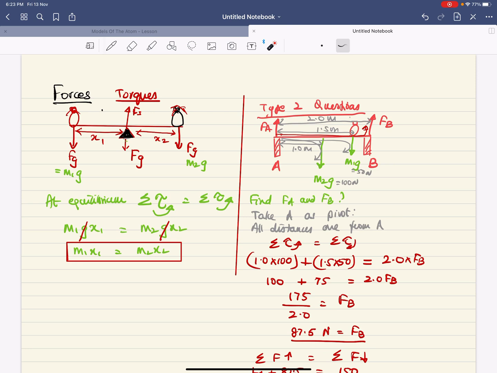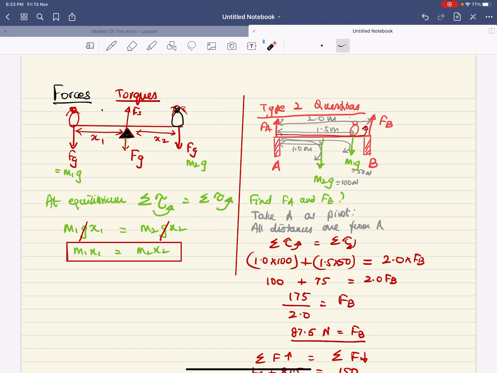Two types of questions on torques. You could have a torque question where there is only one pivot, or you could have one with two support forces. And often the questions are: draw all the forces acting on this thing. Wherever you have a support, you always have the force going up.